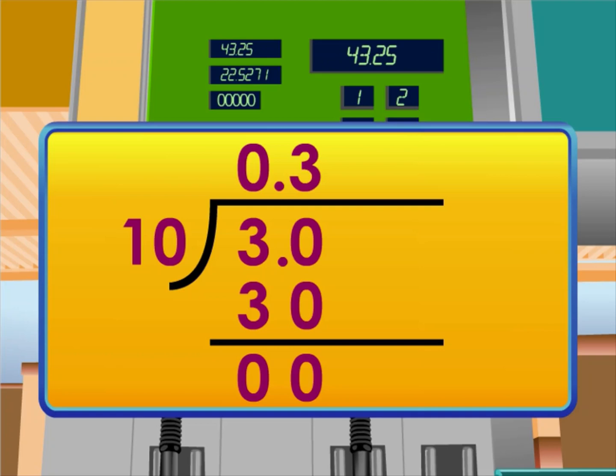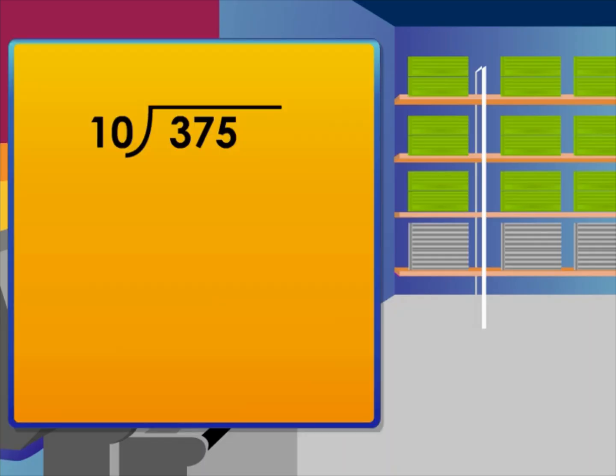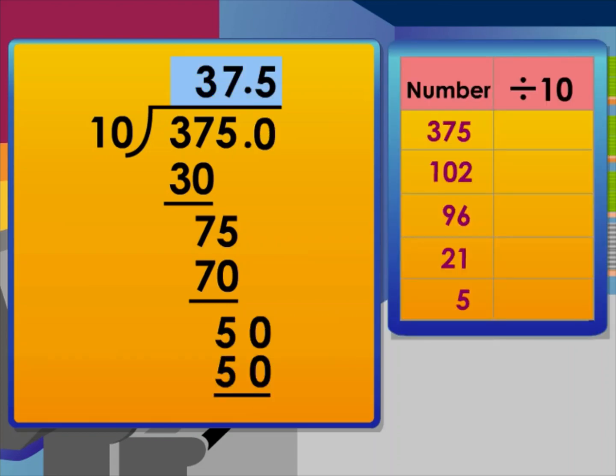Let us proceed with other examples. Remember that 3 has the same value as 3.0. Let's divide 375 by 10. The answer is 37.5. Look at this table. What happens to the numbers when we divide them by 10? What can you say about the decimal point? Yes, the decimal point moves one place to the left.